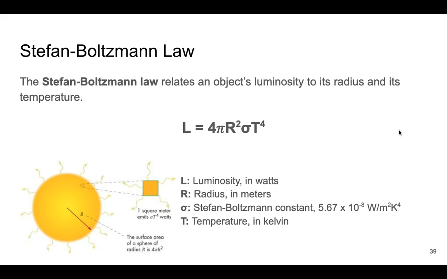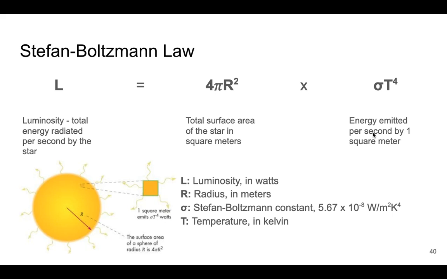So this law, it looks like a mess. It's very intimidating. There's a lot going on, and we've even got this weird little Greek letter here. If you actually break it down piece by piece, it's not so bad. L for luminosity, so the total energy radiated per second by the star, the star as a whole.